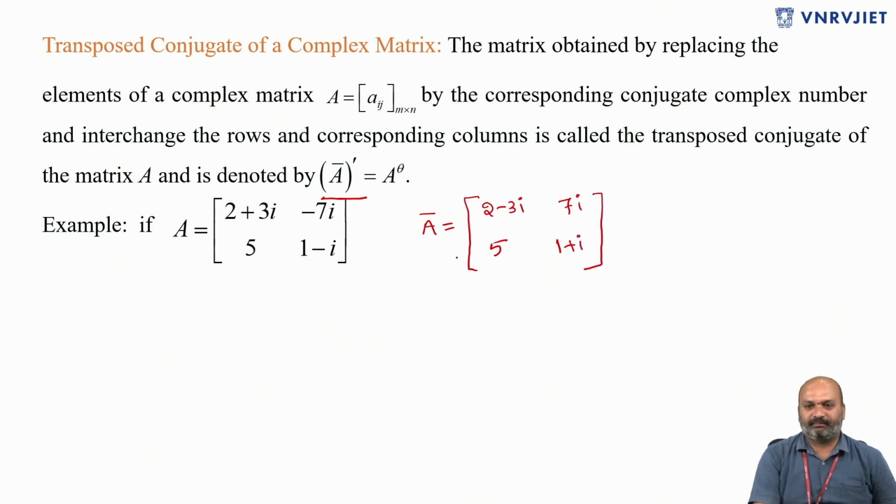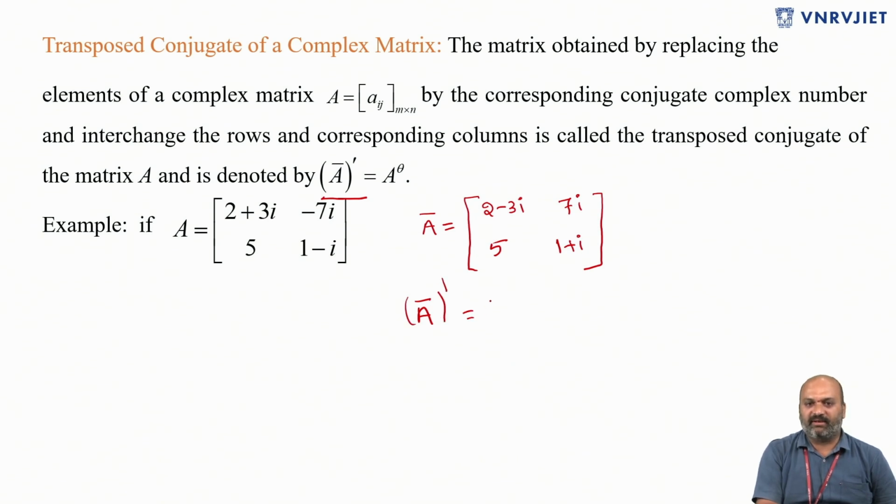This is A bar, which is the conjugate of the matrix. Now we need the transposed conjugate of the matrix. Transposed conjugate means we interchange rows and columns. That is, the first row can be written as the first column, the second row as the second column. Now it is A bar, and we need the transpose of this.